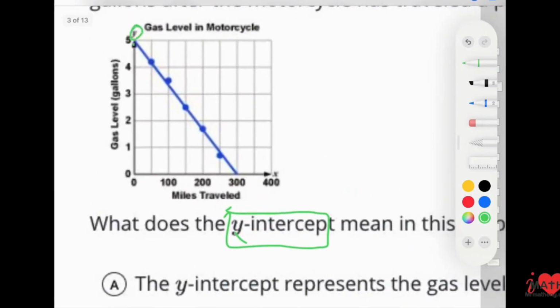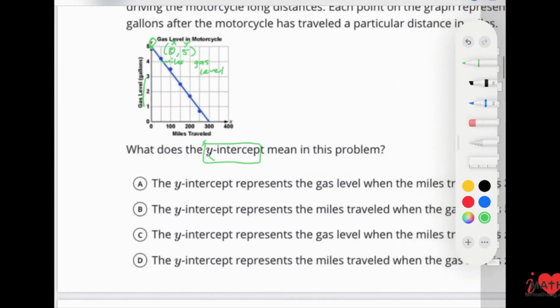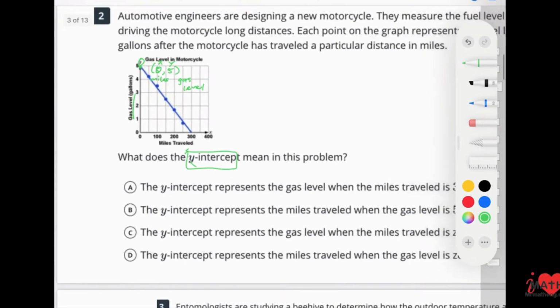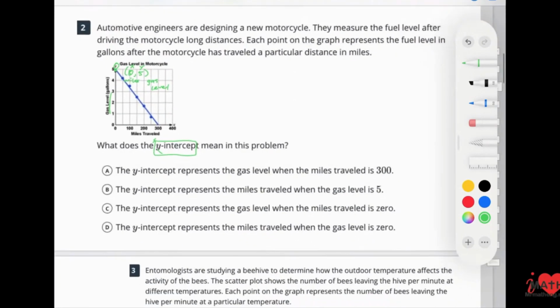So there's the y-axis, so it's that ordered pair, which would be 0, 5. X represents the miles traveled, and then the Y represents the gas level. So before you've traveled 0 miles, you should have 5 gallons of gas there. So which one is that?